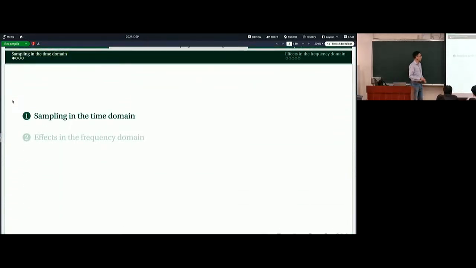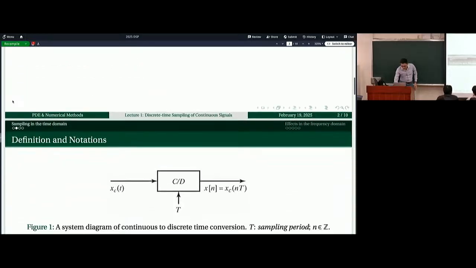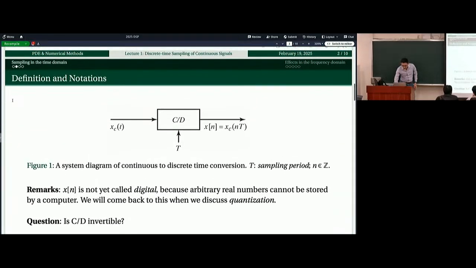We'll talk about two topics. First, we'll give the definition of sampling in the time domain. Everything happens in time. Then we talk about the effect: this action of sampling creates an equivalent effect in the frequency domain, and we talk about that. Sampling in the time domain, first things first, let's look at this very simple diagram.